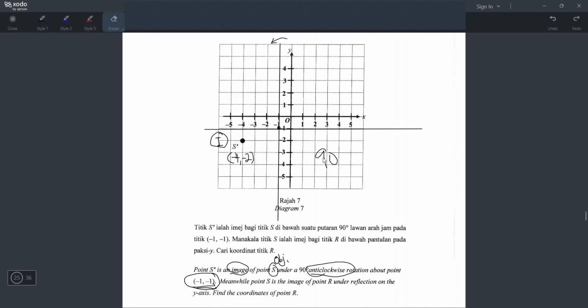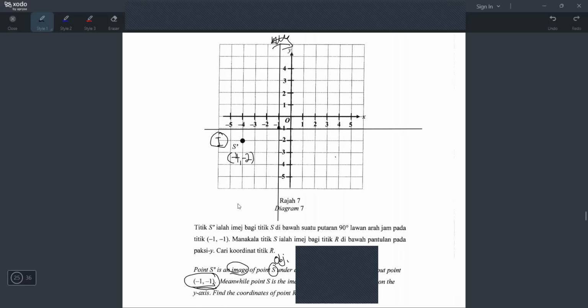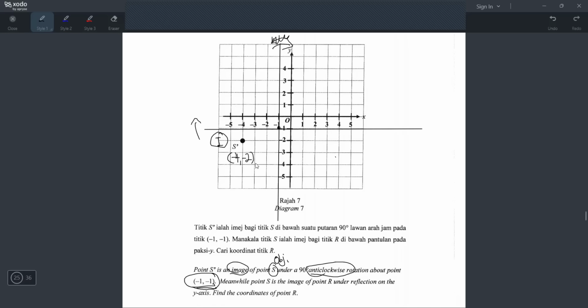But you are not finding the image, you are finding the object. It means this S prime has already been rotated. It has been rotated 90 degrees anticlockwise. It means you want to find it back. So when you find it back, you have to reverse the direction. So instead of going anticlockwise 90, you have to go clockwise 90. It means this arrow has to be reversed to clockwise. The reason is because this is the image. If I'm finding the image, I will just follow the instruction. But if I'm finding the object, I have to reverse whatever they say here. So 90 degrees anticlockwise becomes 90 degrees clockwise. So instead of going that way, I will go the opposite direction and my answer will be somewhere here.